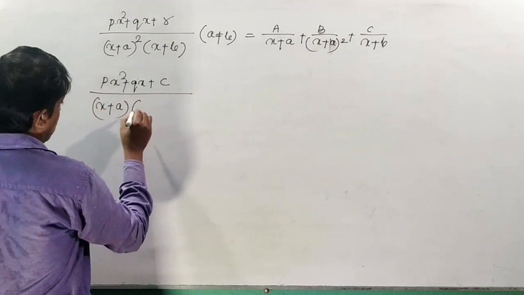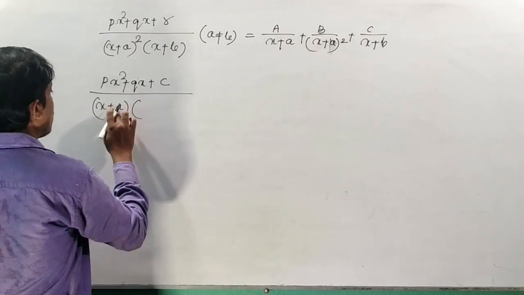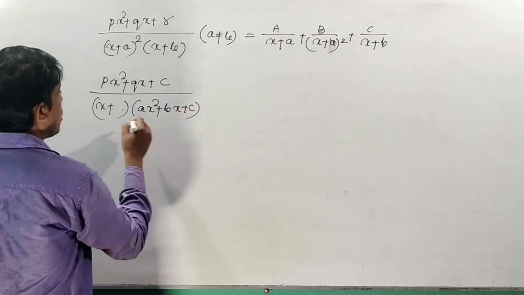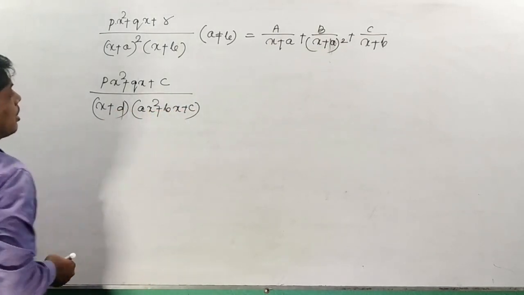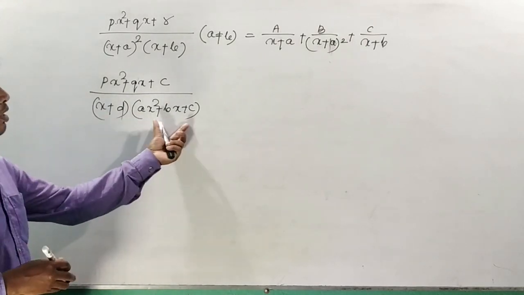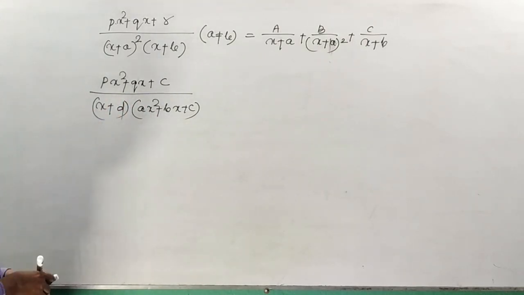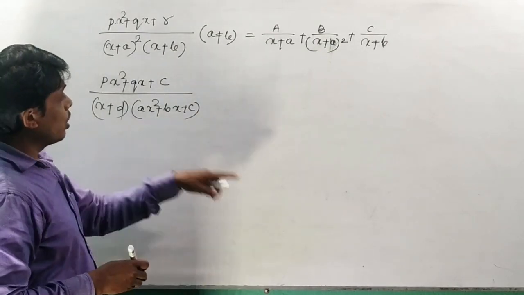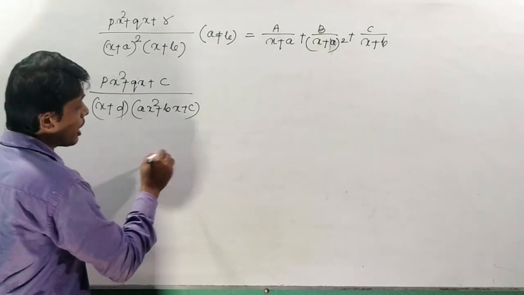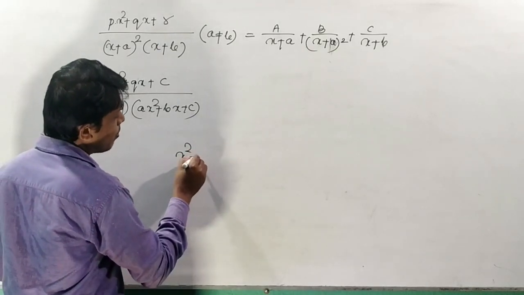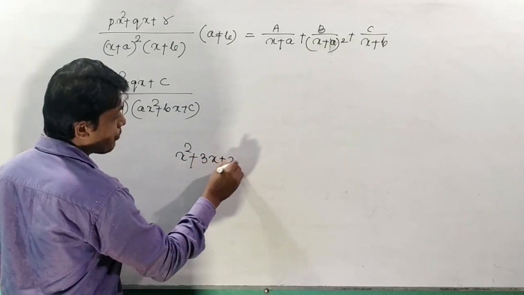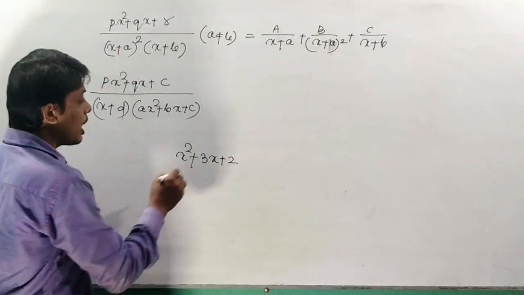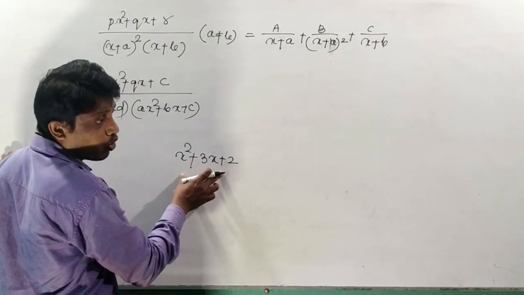Into this is your ax square plus bx plus c, this is your x plus d. That means it is a linear factor and it is a quadratic factor. This quadratic factor also has a characteristic that we can split into again linear factors. That means if we take x square plus 3x plus 2, it is called a reducible factor because we can split into the product of some linear factors.